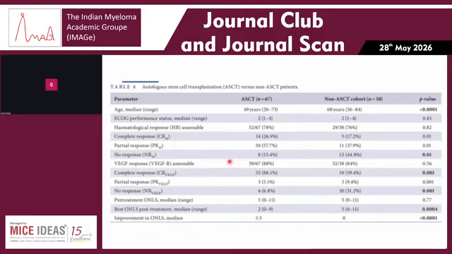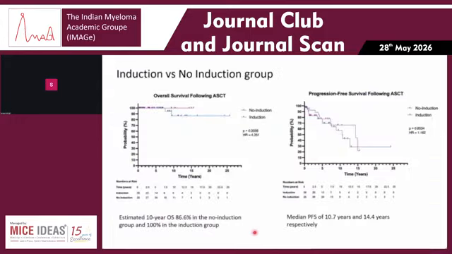Now this is the comparison between the transplant and non-transplant group. You can see there is a significant difference in the age: 49 years in transplant, 68 years in the non-transplant cohort. So this is very important, because frailty and comorbidities are more in the non-transplant cohort, which they have not taken into consideration during analysis. Okay, and if you compare all the responses, whether hematological or VEGF response, everything is favorable in the transplant group, and also the improvement in the overall neuropathy limitation scale is better in the transplant cohort.